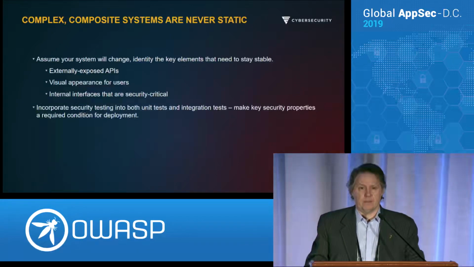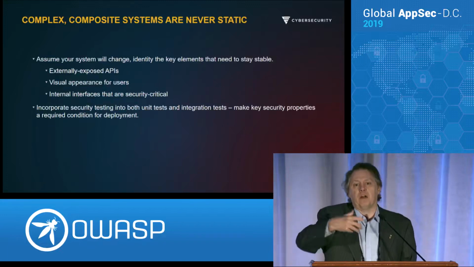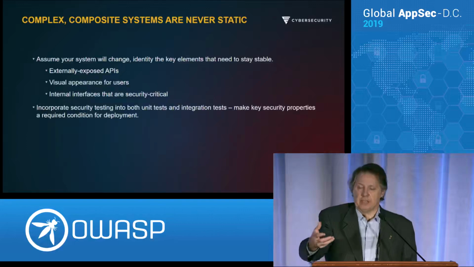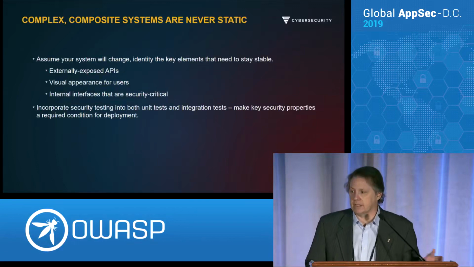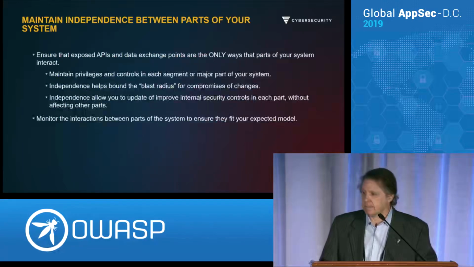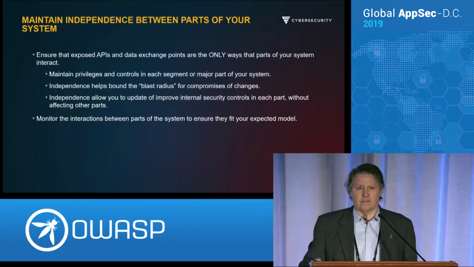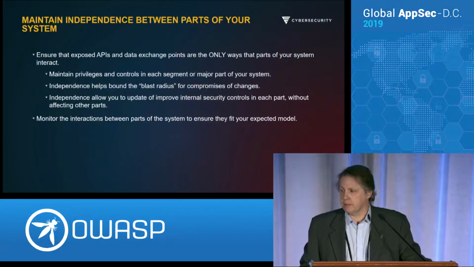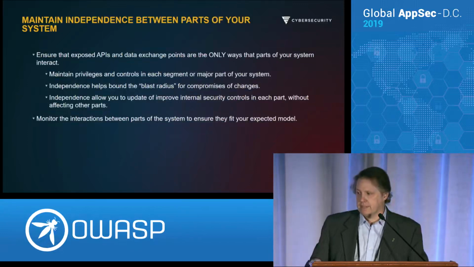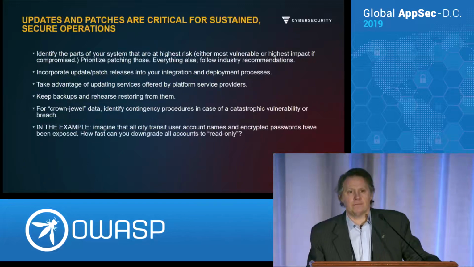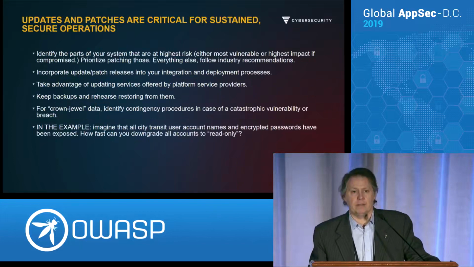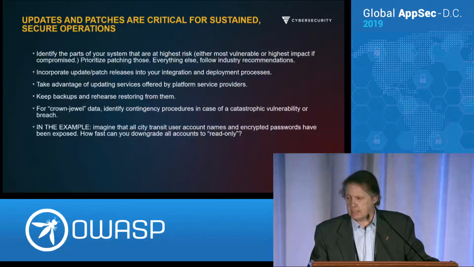If you're doing some integration tests before something goes out to production, actually attempt some unauthorized things and make sure that they in fact generate the proper permission denied log messages and don't give you data and things of that nature. Okay? This is standard stuff, right? Keep the parts of your system loosely coupled and independent. That's pretty normal. And updates and patches are critical. Make sure that you have the ability to do that and that it's built into your build system.